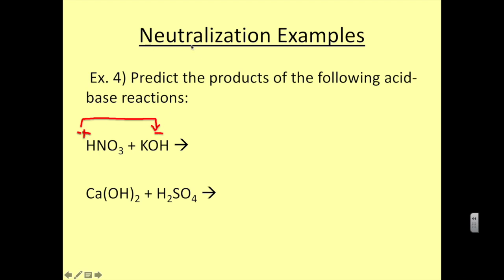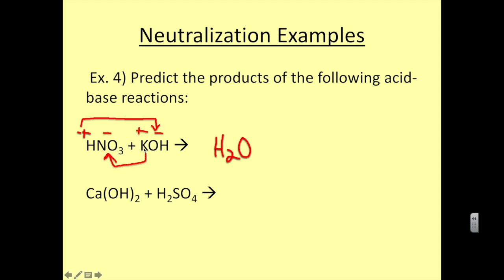These are all double replacement reactions, by the way. All acid-base reactions are double replacement reactions like we've covered in the past. So you take the first term and the last term, you pair them up together, and you get water. We have H and OH makes H2O. And then you take the inside terms, which is K and NO3.